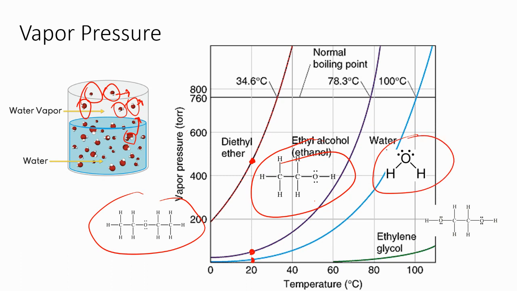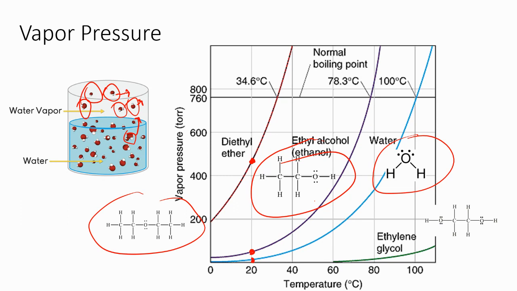And at 20 degrees Celsius, which is about room temperature, here's the take-home message. The water molecule has the lowest vapor pressure. You can see that on the y-axis. The ethanol has a somewhat higher vapor pressure, but it's still pretty low. And the diethyl ether, it has a very high vapor pressure. So the question becomes, why is that?